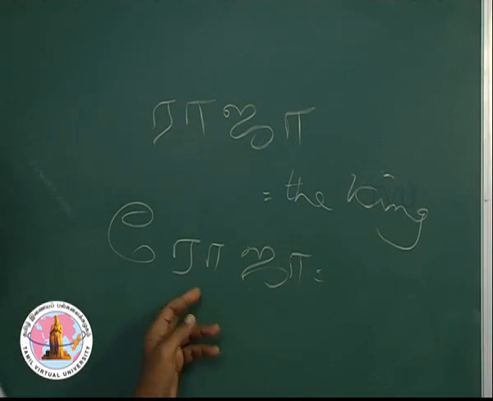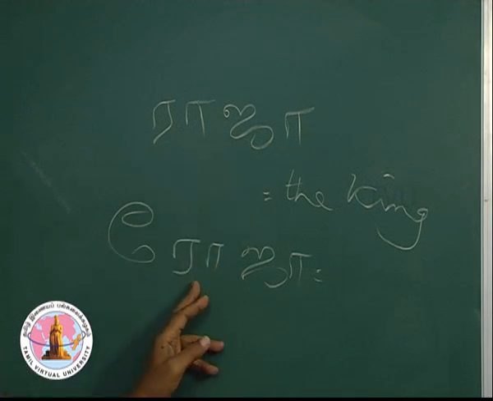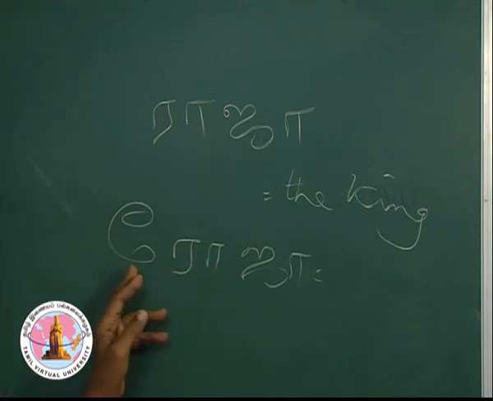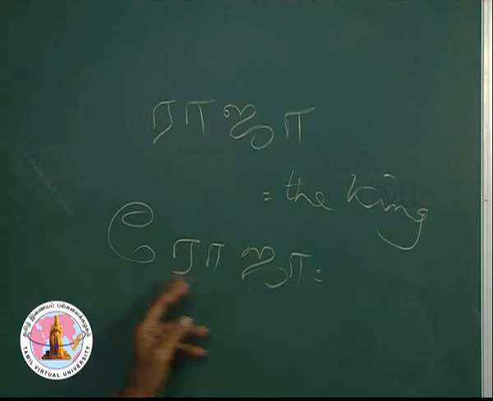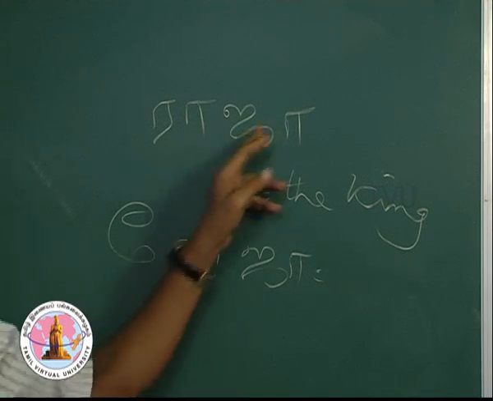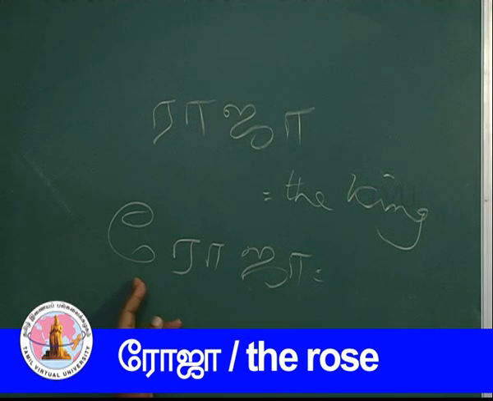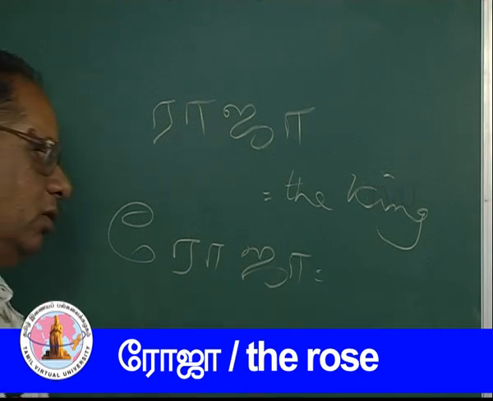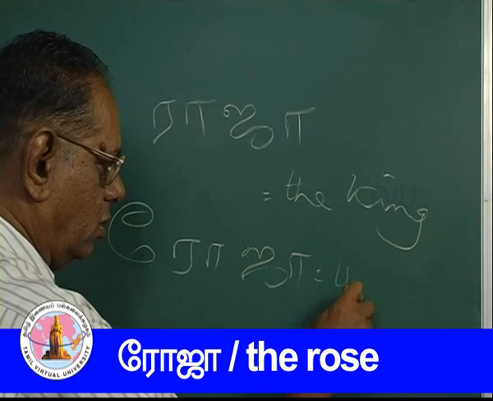What is this? The Ra you can identify. I have put another marker here, so the whole thing becomes Ro. The same letter here, Ja, Roja. Roja is the rose.